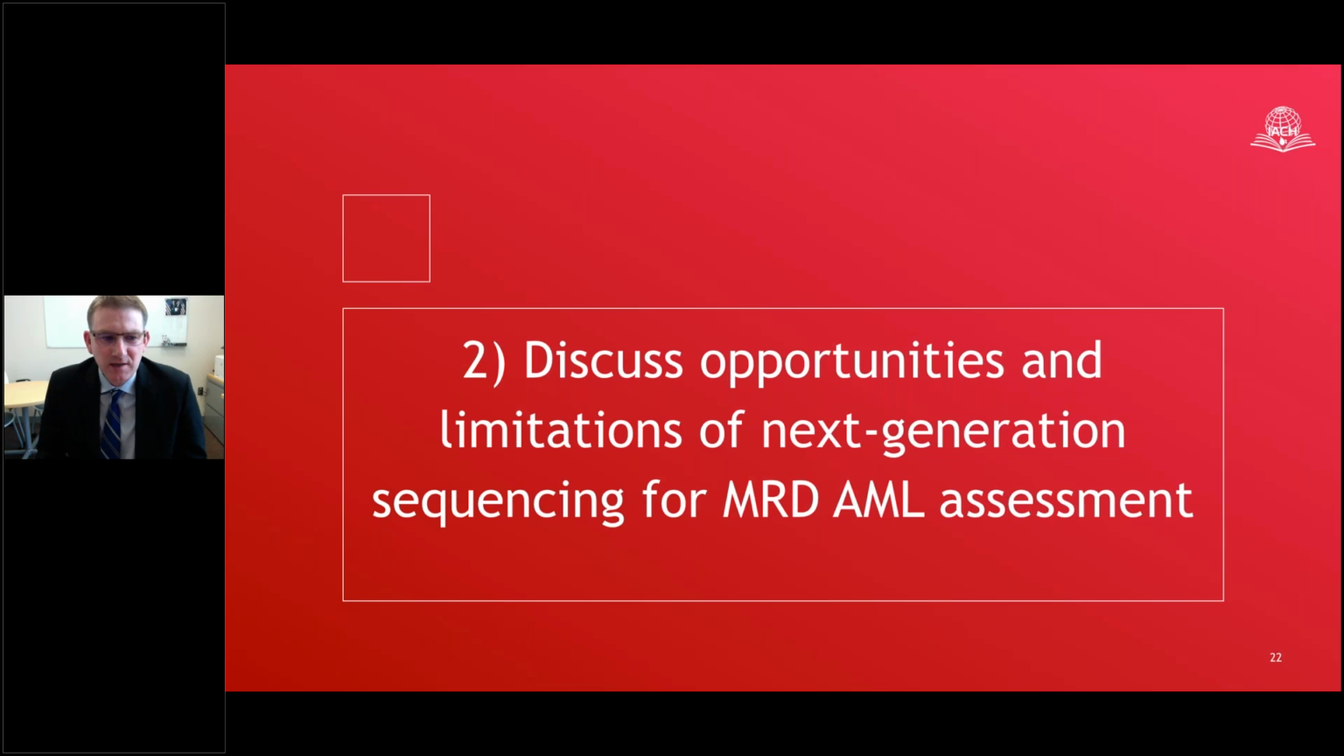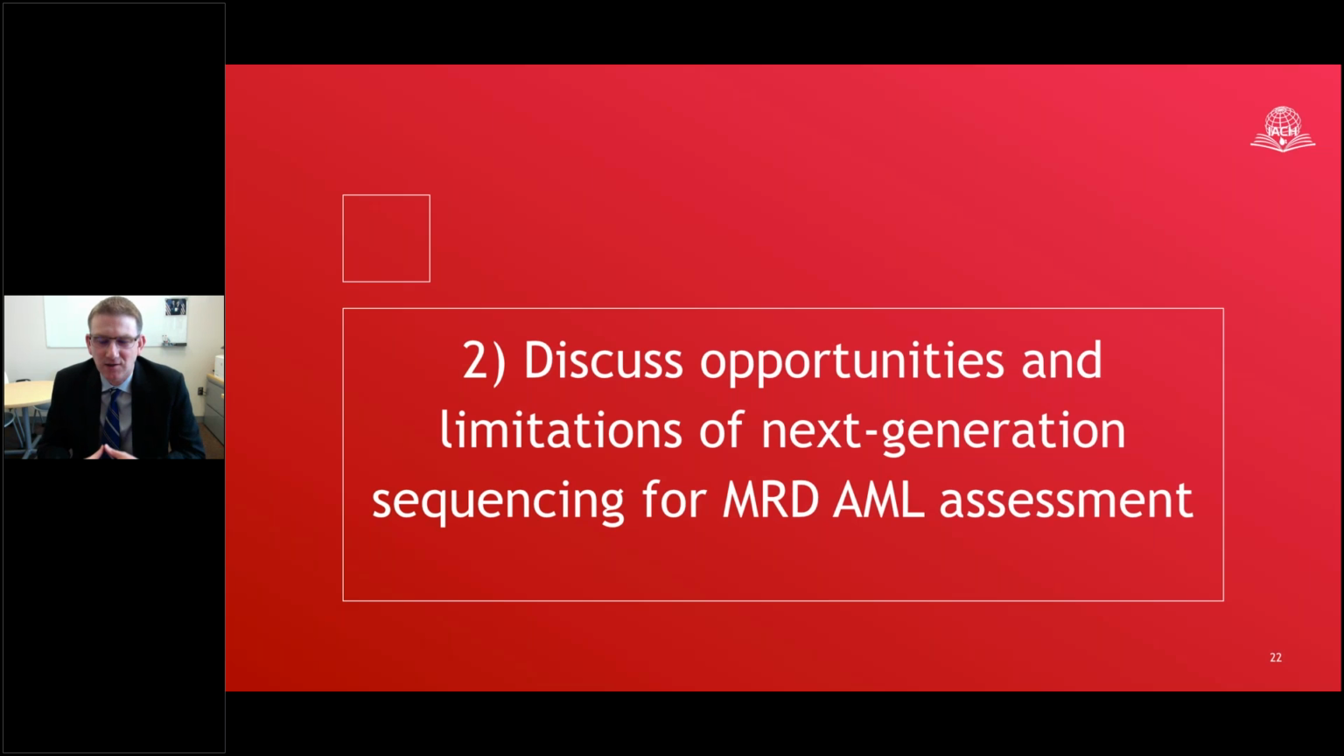So moving on, I wanted to discuss some of the opportunities and limitations associated with next generation sequencing for MRD AML assessment. Many of you will use next generation panels, so-called myeloid panels, where you're looking for recurrently mutated genes seen in MDS and AML at diagnosis. They're useful in some actionable genes, IDH1, IDH2, FLT3-ITD, but also typically give us much more information at diagnosis to try and get a sense of the biology of that clone.